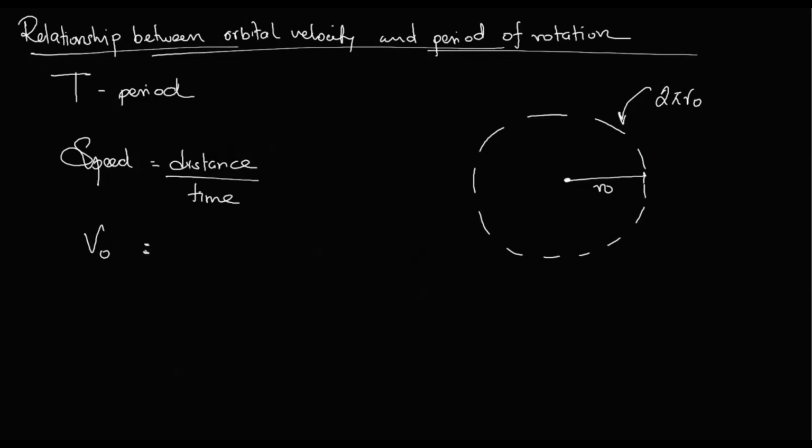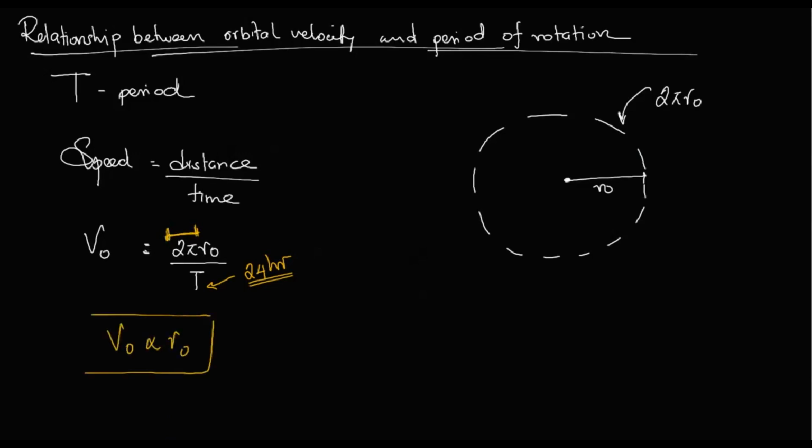Okay, so the distance it has traveled is 2 pi R naught, and the time period is T. So we can see that this T is 24 hours. It is strictly 24 hours because it has to move at the same speed as the Earth rotates about its own axis. So if this is a constant and this 2 pi is also a constant, right? Then V naught is proportional to R naught.